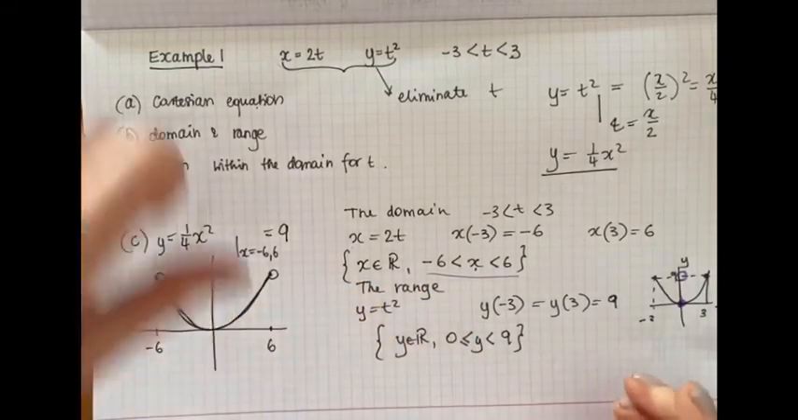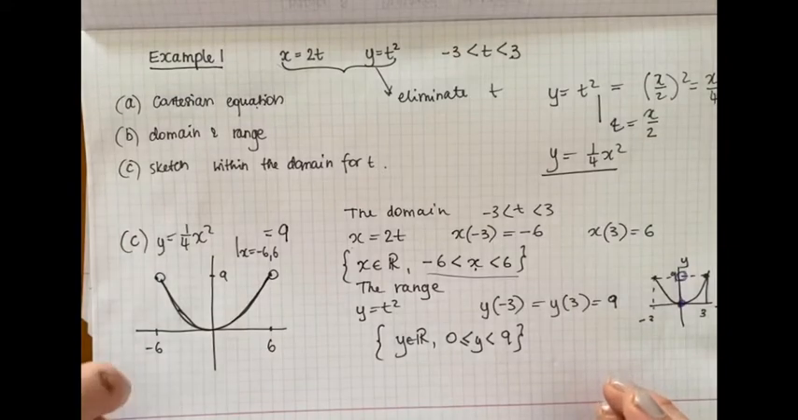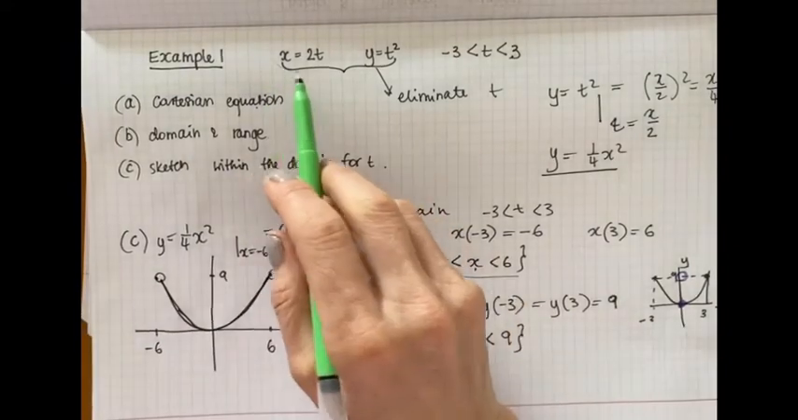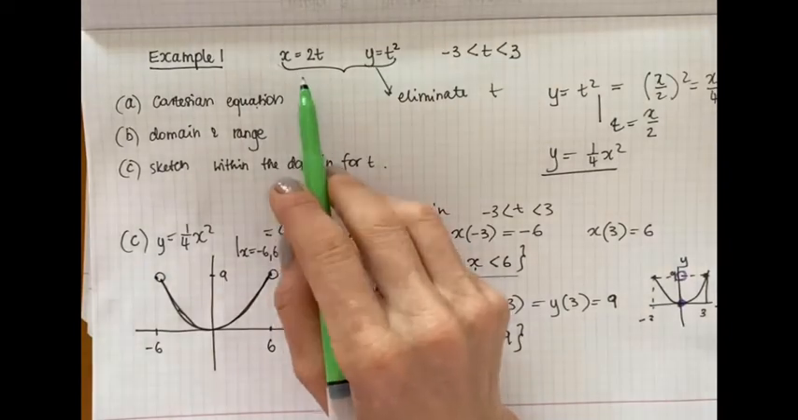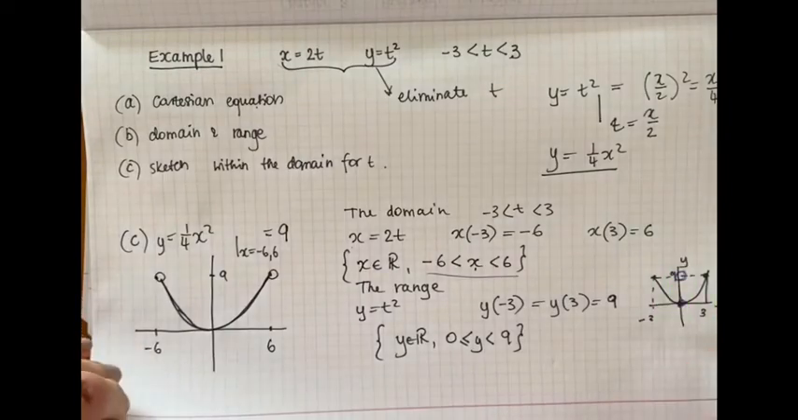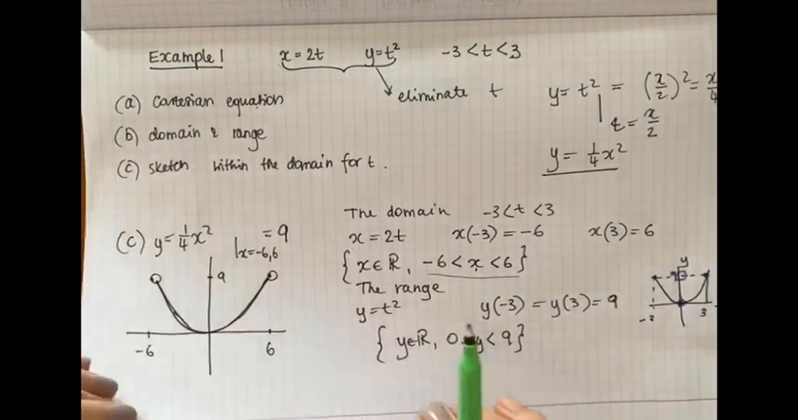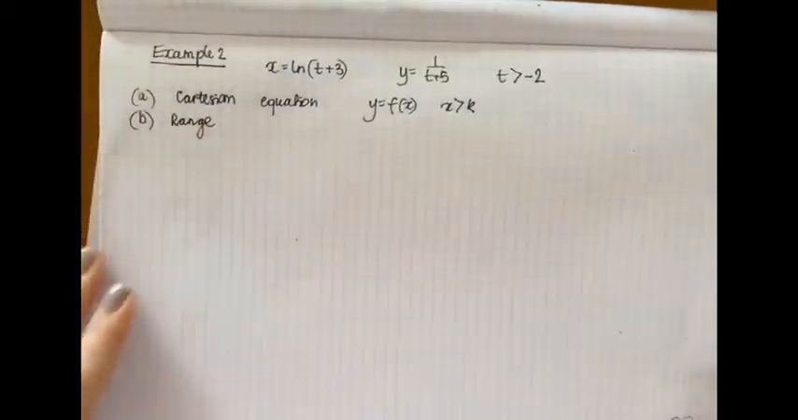So that's my sketch of the function that's defined in parametric equations in example 1, x equals 2t and y equals t squared. Let's have a go at example 2, and then we'll be able to have a go at exercise 8a.